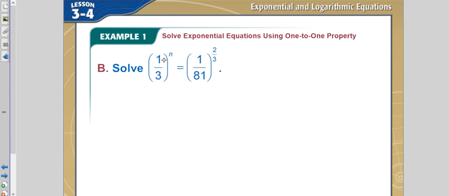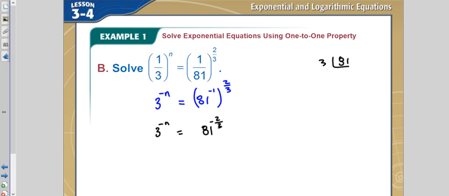Here, my common base, I'm going to say, is 1/3. Or, if it makes it easier, I'm going to change this to 3 to the negative n equals 81. So remember, if you want to flip this, the reciprocal, you make the power negative, to the power of negative 1 times 2/3. Or, as we just learned from the previous example, when I go power to a power, I could rewrite this as 81 to the power of negative 2/3. Now, I'm going to change that 81, and we want to do a common base of 3. So 3 goes into 81 27 times, and 3 goes into 27 9 times, 3 goes into 9 3 times. So this is 3 to the 4th power. That's what equals 81.